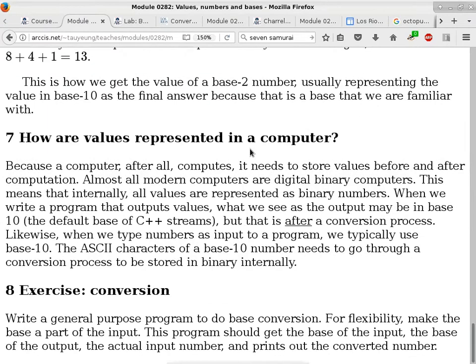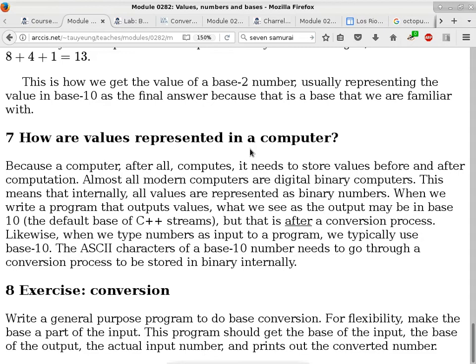And there's an exercise. At the very end here, it says this is an exercise to write a general purpose program to do base conversion. For flexibility, make the base a part of the input. The program should get the base of the input, the base of the output, the actual input number, and print the converted number. Okay? So it's really just an example.